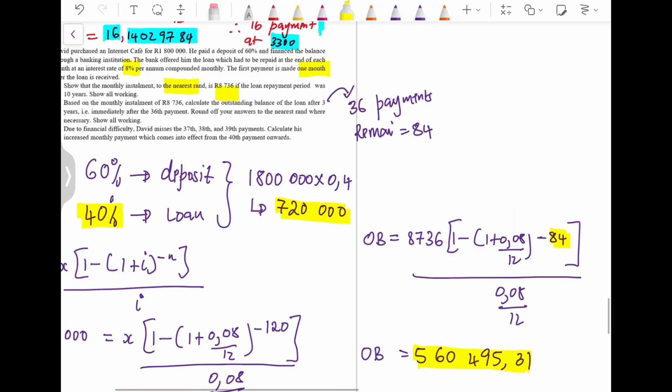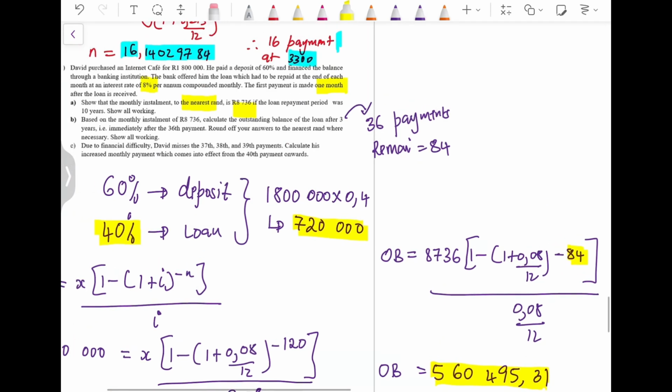And then the last question here now, due to financial difficulty, David misses the 37th, 38th, and 39th payment. Calculate his increased monthly payment, which comes into effect from the 40th payment onwards.